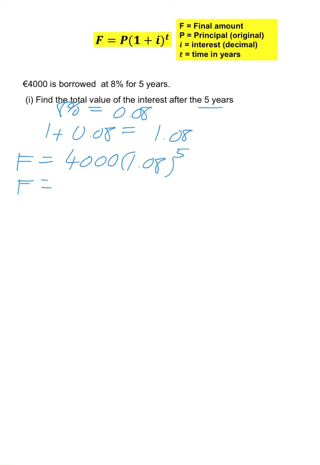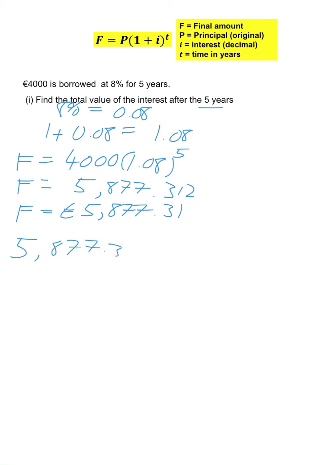So our final amount is equal to 5,877.312. Remember then 2 decimal places, so 5,877.31. But we want to find the total value of the interest, so then we'll subtract the total amount from the original. So we have 5,877.31 minus €4,000. So that is €1,877.31.